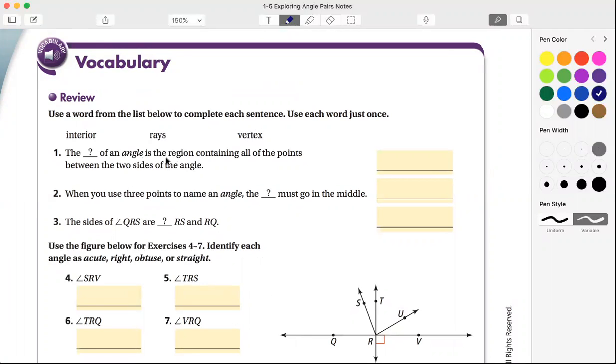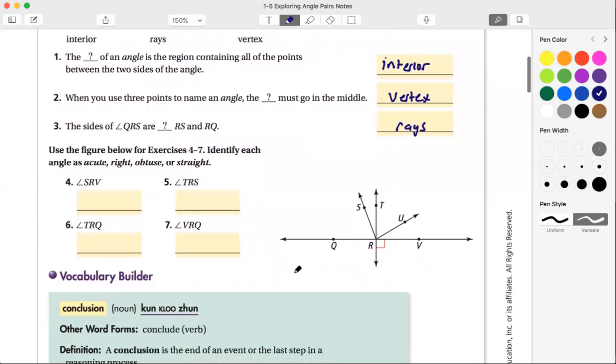The blank of an angle is the region containing all points between the two sides. Well, that must be the inside, also known as the interior. When you use 3 points to name an angle, the blank must go in the middle. The vertex must go in the middle. The sides of angle QRS are blank RS and RQ. Rays make up the sides of an angle.